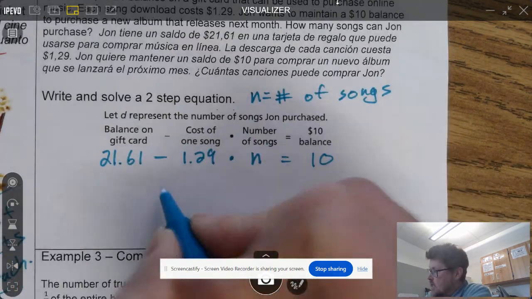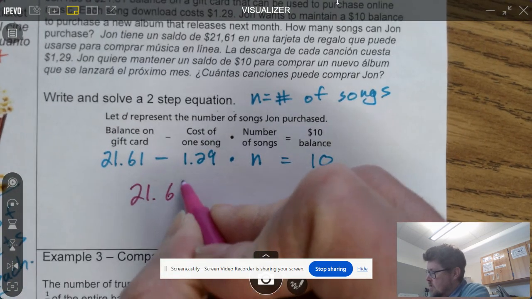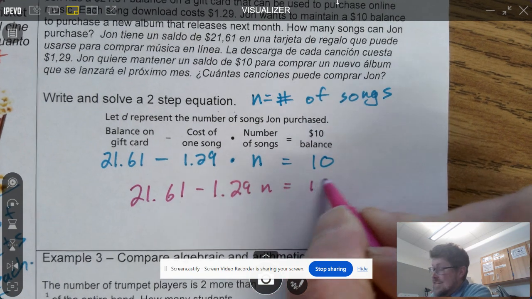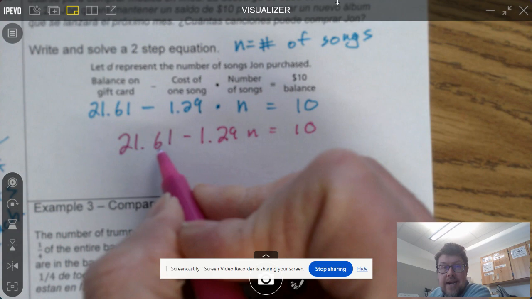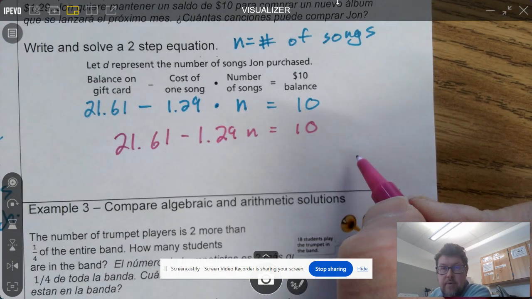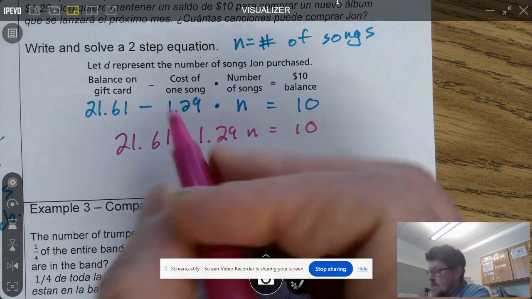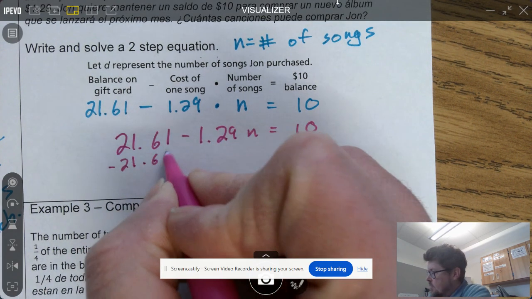So let's compress that a bit. I got $21.61 minus $1.29n equals 10. Sorry about that, guys. Now, we've got to get this 21.61 and combine it with that 10. This is a positive 21.61. When it doesn't have anything out front, it's positive. So we're going to subtract because that's the opposite of being positive.